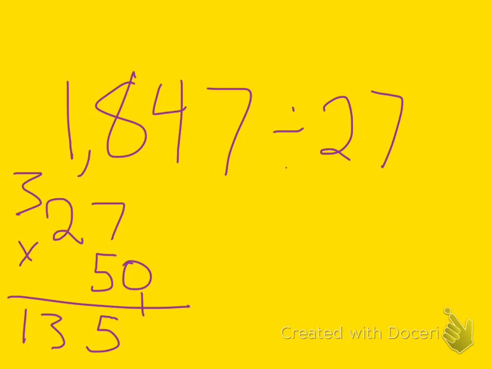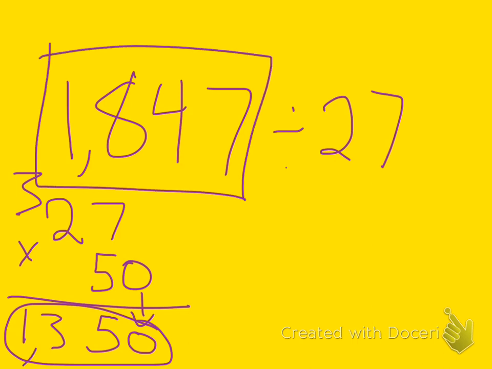And we can't forget about this 0. We bring that 0 down. So 1,350. Can 27 then fit into 1,847 50 times? Yes, because our 1,350 is smaller than 1,847. Now we could go with 10 for our first number when we're dividing using the partial quotients, but if you go with 50 instead of 10, that saves you 5 steps.